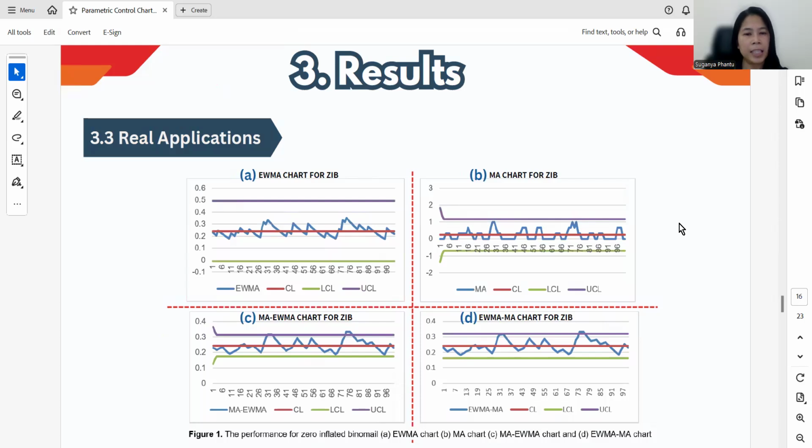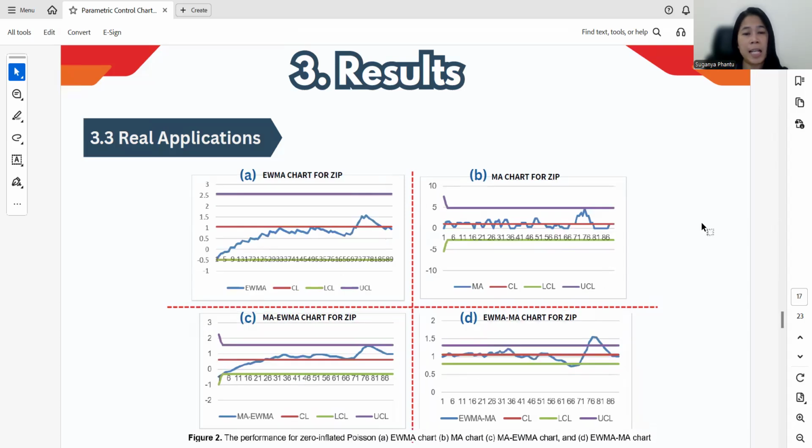And this slide presents the real data application for the ZAB model. The four charts are applied to the same data so that their monitoring behavior can be compared visually. The results show that the proposed control chart framework can be used in practical situations where the data contain many zero observations. The chart helps identify potential out-of-control signals and supports decision-making in quality monitoring.